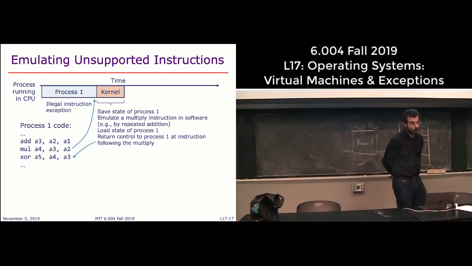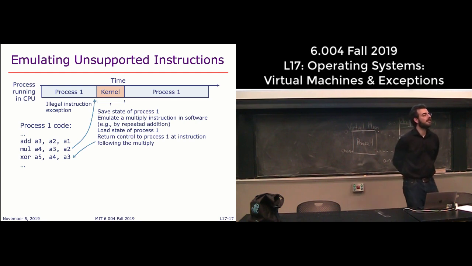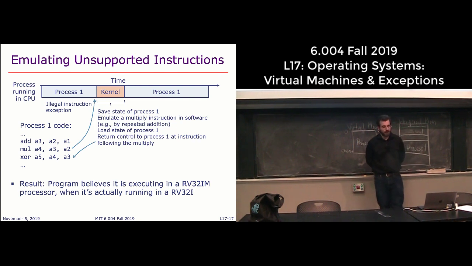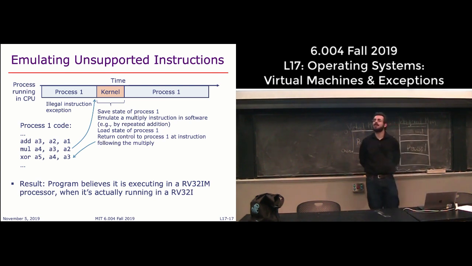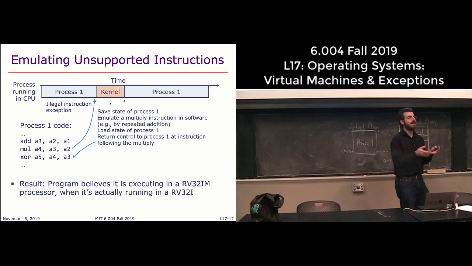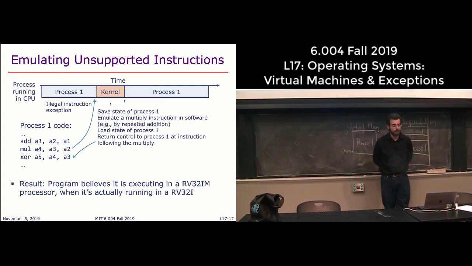So transparently, now process 1 believes that it just ran a multiply instruction. It didn't. It called into the operating system, which executed a multiply using other instructions for the process, right? Okay, any questions? So the result is that the program believes it's running in a processor that has a multiplier when the processor actually does not have a multiplier. In a sense, we're virtualizing the processor, right? We're making it look like the processor has capabilities that it doesn't have. And that's why we talk about a virtual CPU.